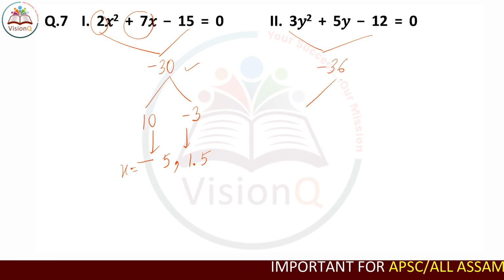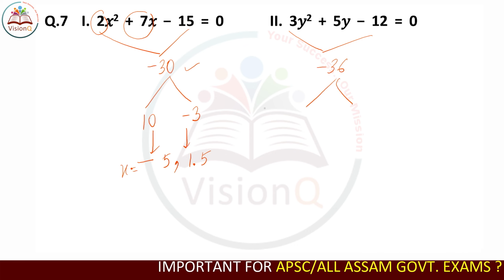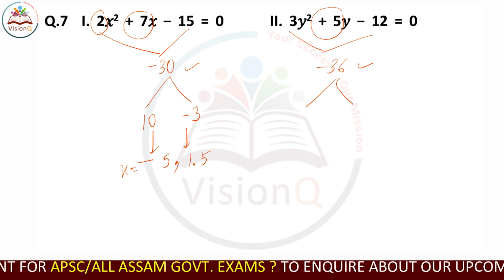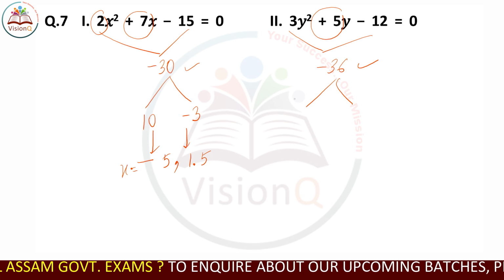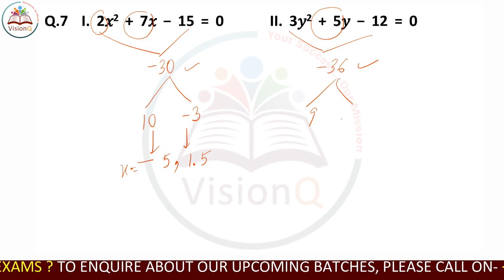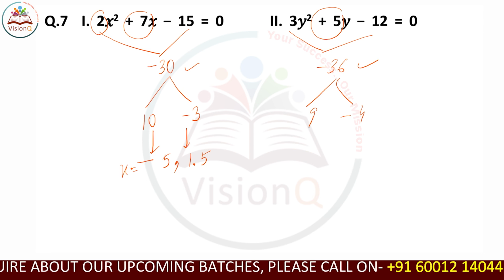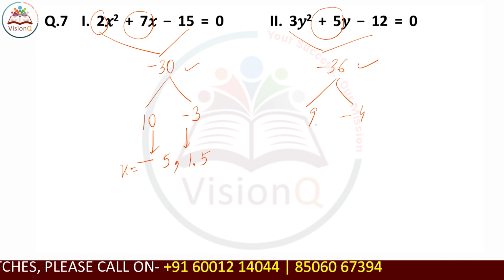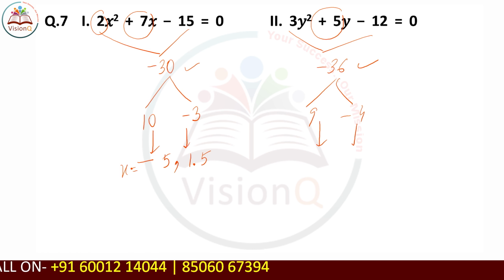Next step is the most important step. Sum of these numbers should be b, which is 5, and product should be this number. So how to break these numbers? As 9 and minus 4. Only then I will get the sum as 5 and the product as minus 36. In the next step, just divide both these numbers by a, that is 3, and change the sign.